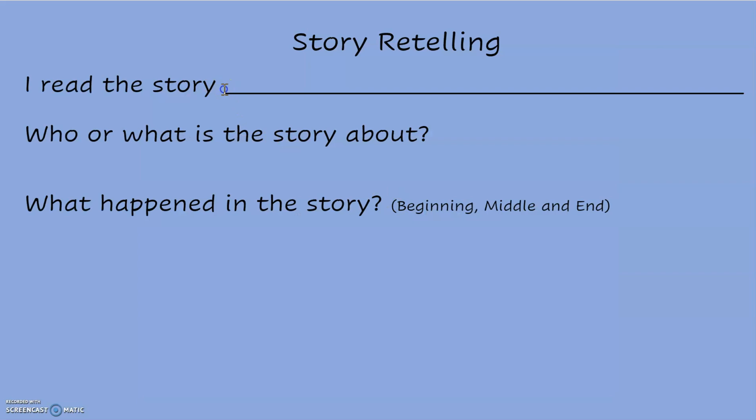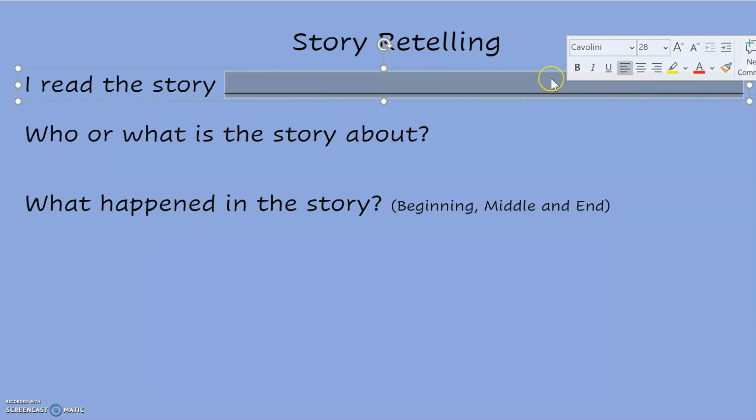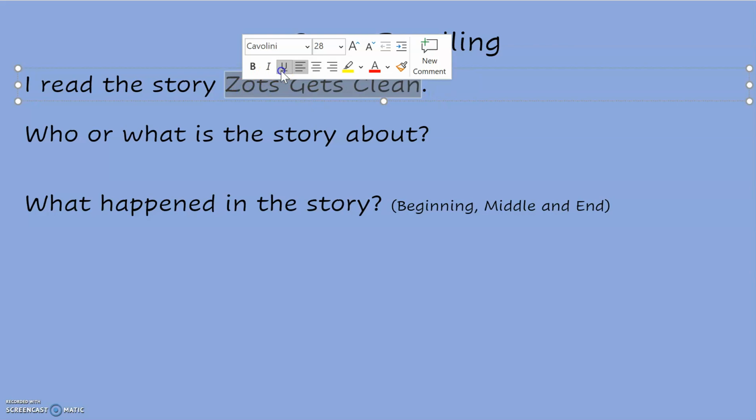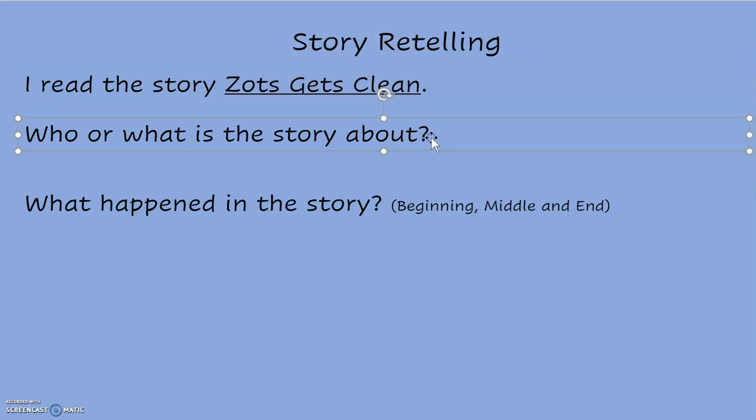Okay. So, let's get started. I read the story. What's the title? Zots Gets Clean. And because titles are so important, do you remember what we do? We underline. Who or what was the story about? So let's think about it. Who are the characters? Right, Abby and Zots.